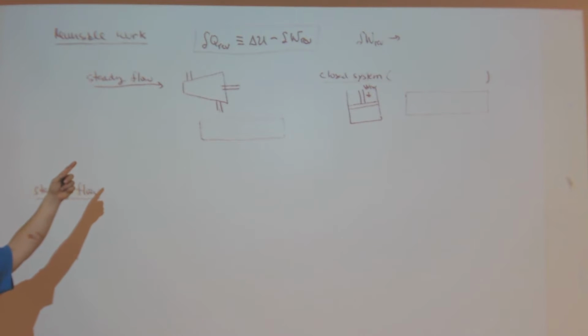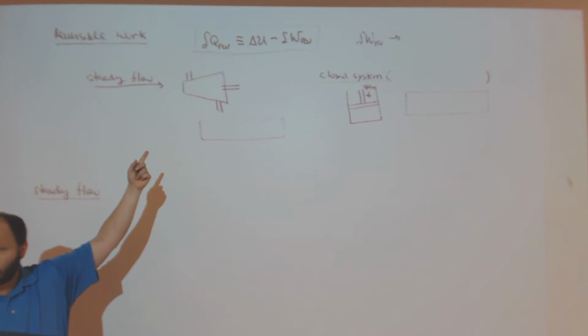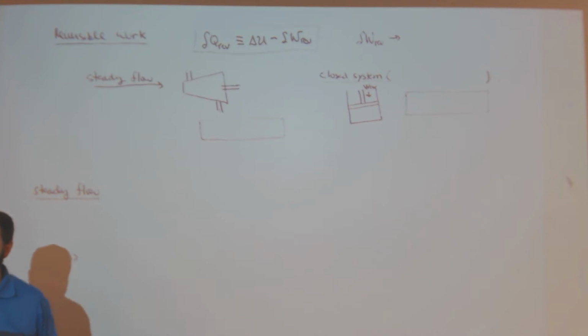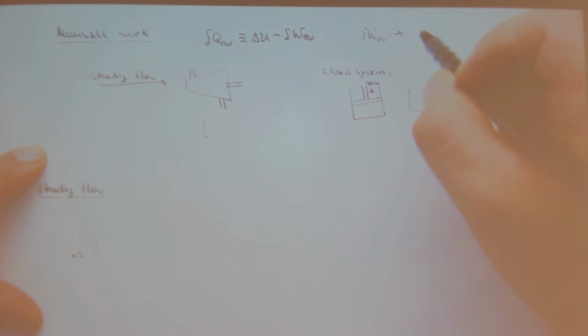Incremental change in reversible work is equal to the change in internal energy in my system minus the incremental amount of work done on the system, right? So work reversible, work done on system.